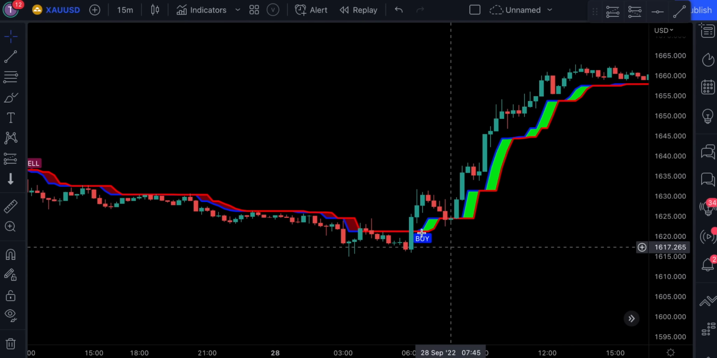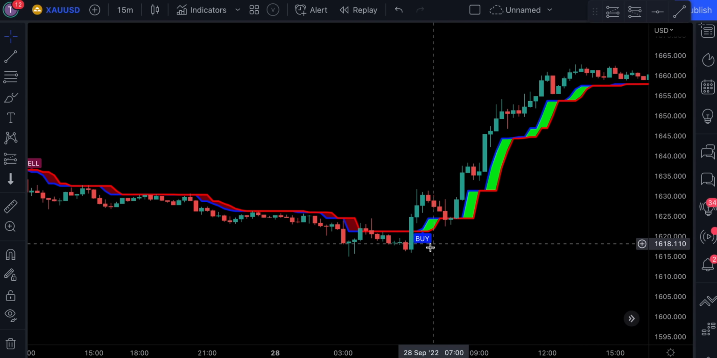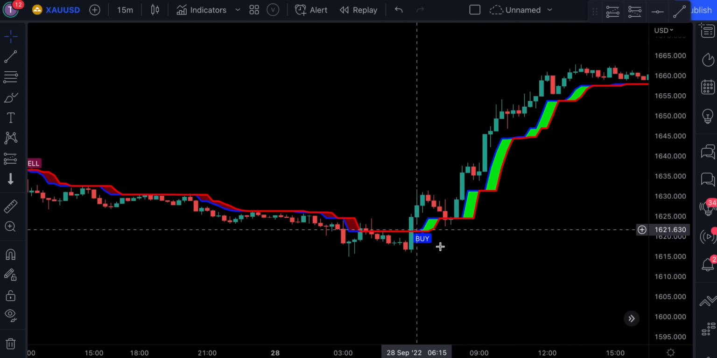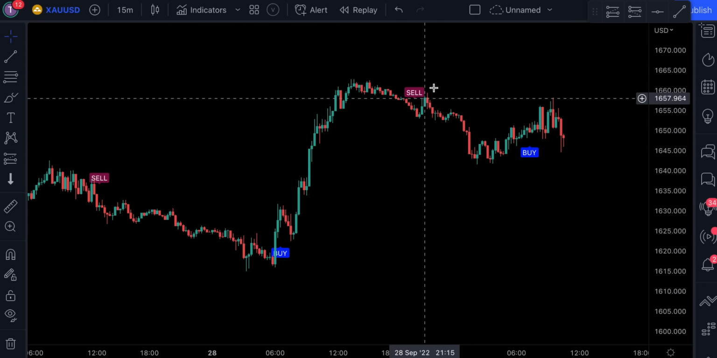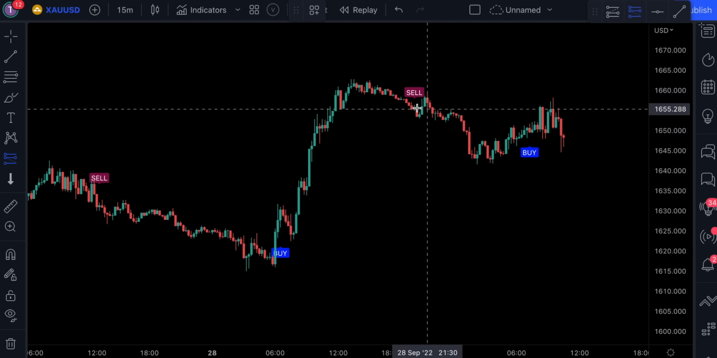Every time the blue plot crosses above the red plot, the indicator prints a buy label. The opposite is true when a sell label is printed. I personally like to keep the chart as clean as possible, so let's actually get rid of these plots. Notice, even on default settings, the indicator has given us really accurate buy and sell signals.